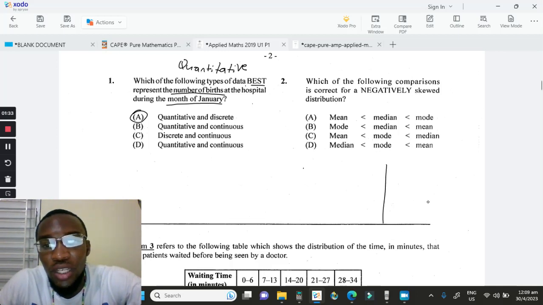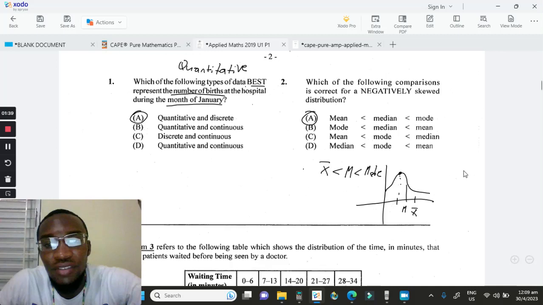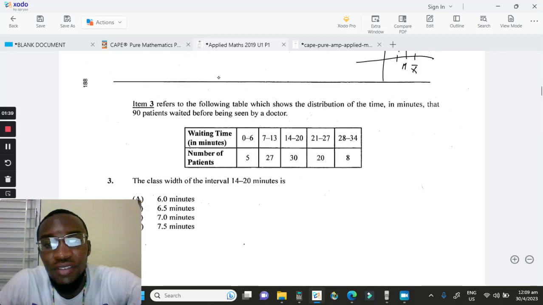Number two, which of the following is correct about negatively skewed? If the distribution is negatively skewed, then the mean, x bar, is less than the median, the middle value, which is less than the mode, the highest frequent value. So mean less than median, less than mode. Option A. No problem.